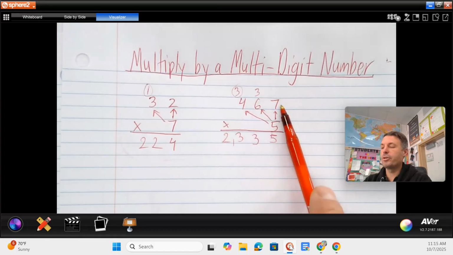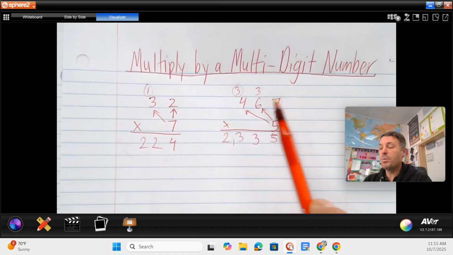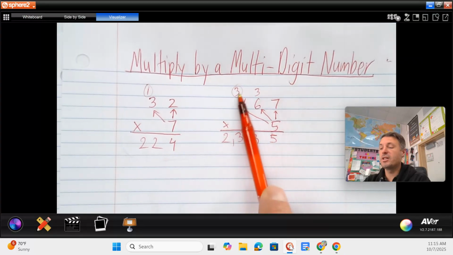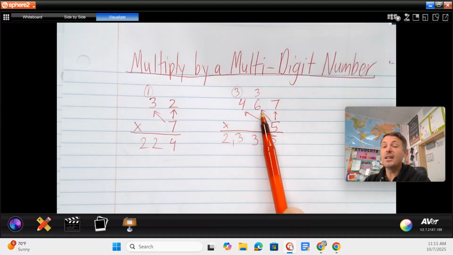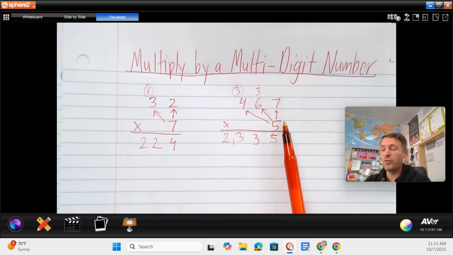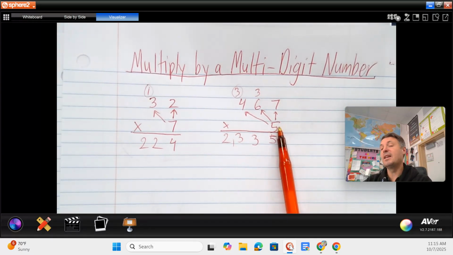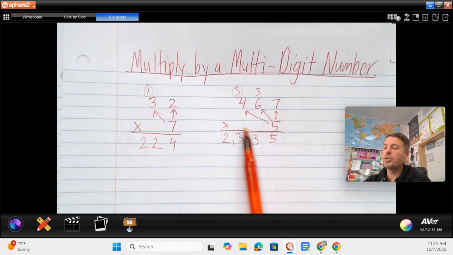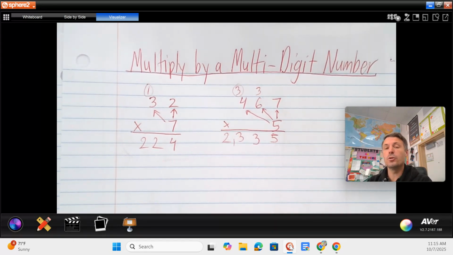And remember, 467 times 5 means 467 5 times. So if you had 467 cookies in each group, and if you had 5 of those groups, so 5 groups of cookies, and in each group of cookies there's 467 cookies, you would have 2,335 cookies overall.